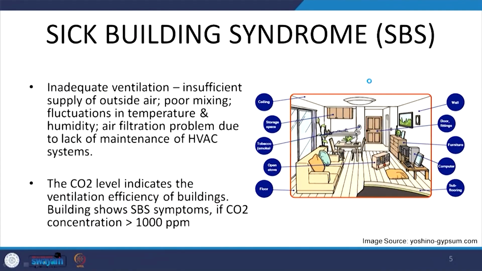Sick building syndrome has multiple reasons, but largely it is because of inadequate ventilation. Inadequate ventilation may not always mean an insufficient amount of air supply, but it may mean a lot of other things. Largely it is insufficient supply of outdoor air, but it may also be poor mixing of air, fluctuations in temperature and humidity, or a problem of air filtration because of which the contaminants are quite high. All of that is part of inadequate ventilation and would lead to sick building syndrome.